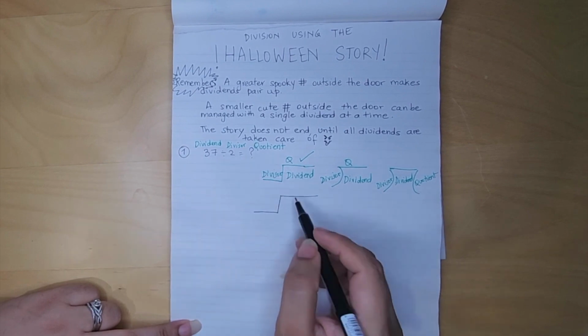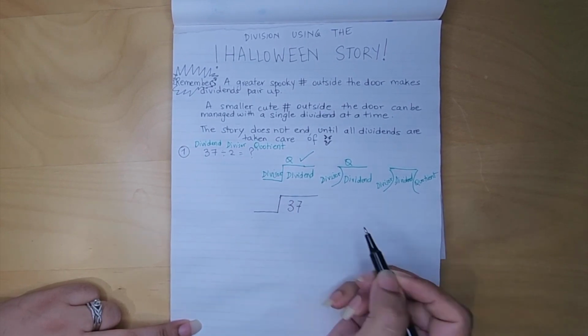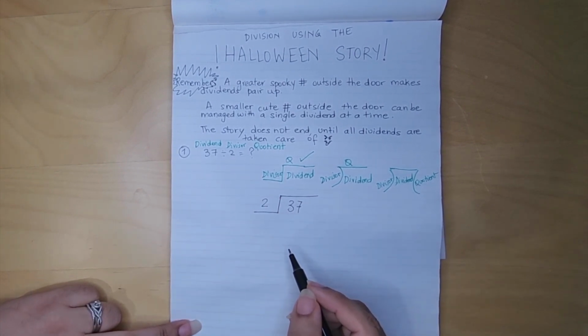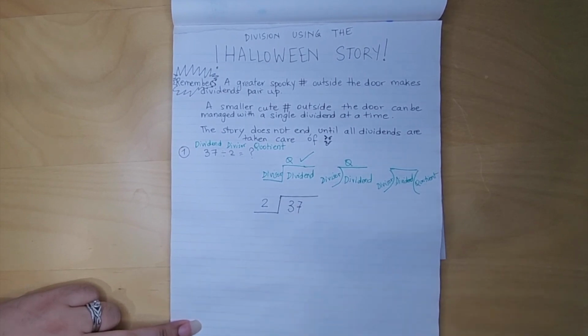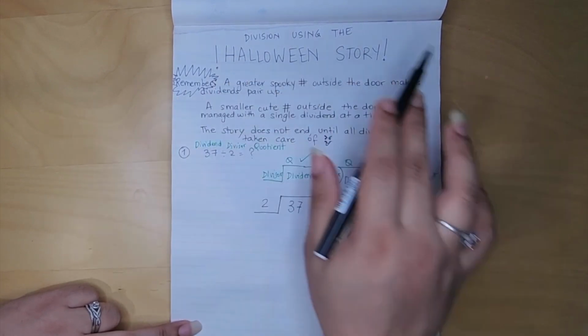Dividend is 37. Dividend is the lazy guy, always inside the house, 37. Divisor is 2, the naughty one, always outside the house. We're going to keep him there. And quotient is what comes here, but we need to find the quotient. That's what we are working towards. Okay, so here comes the Halloween story.